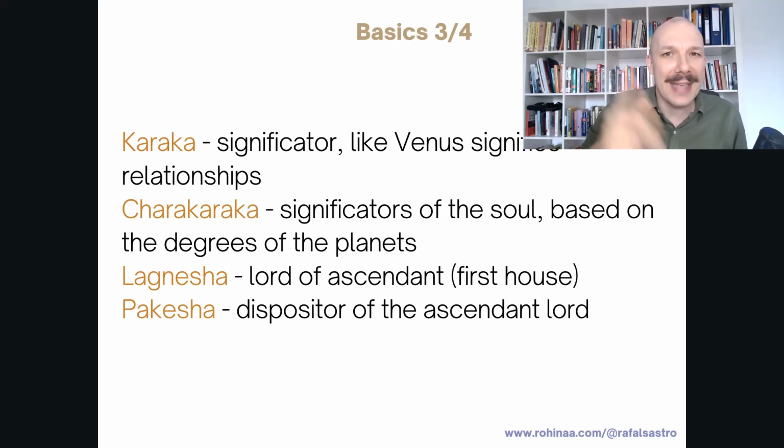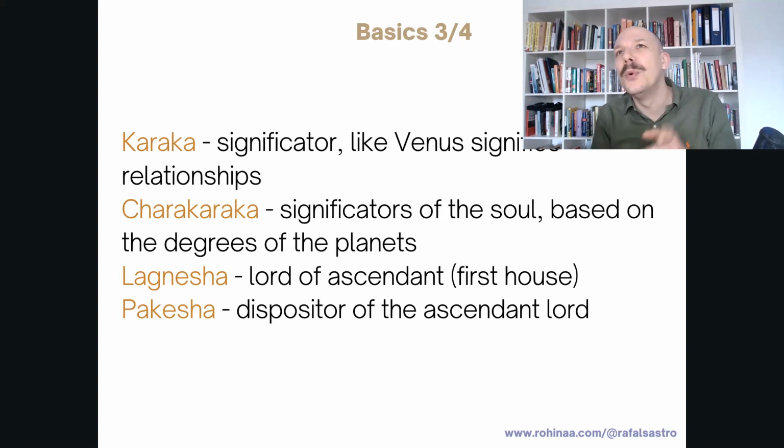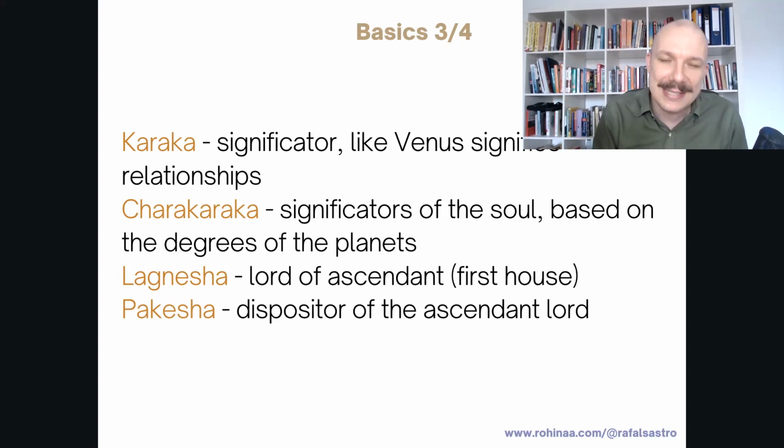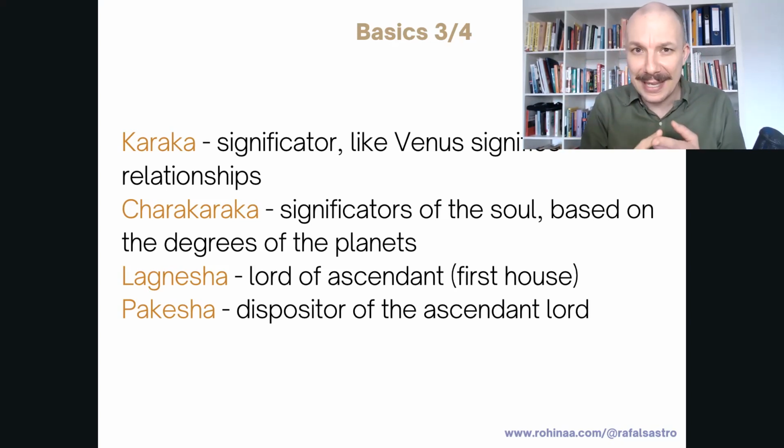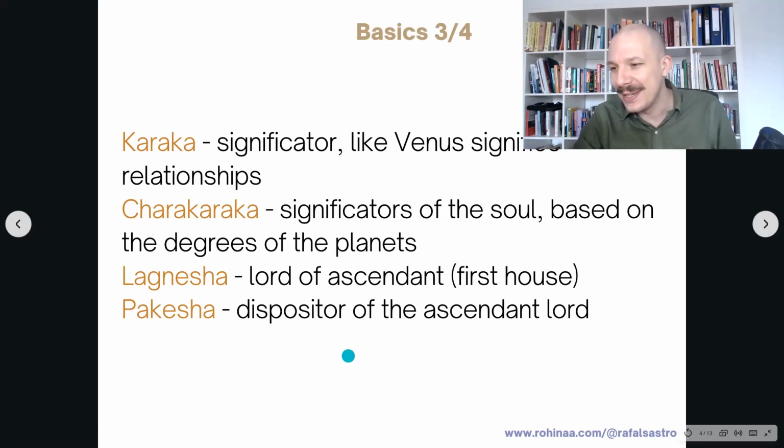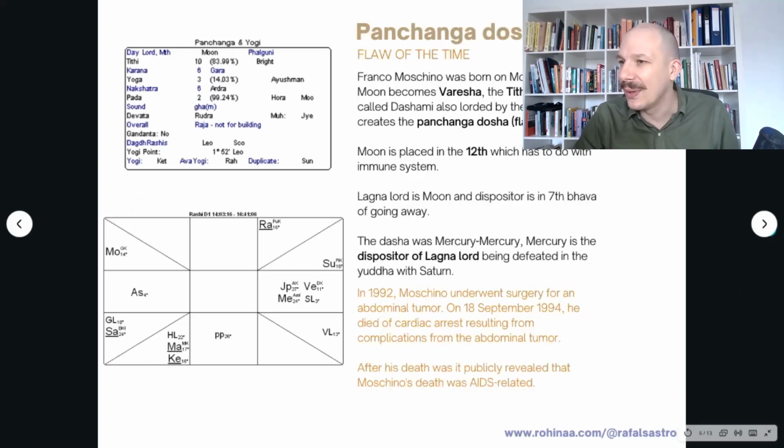For example, let's say you have Cancer Lagna, right? If you have Cancer Lagna, then your Lagnesha is the moon, because moon is lord of Cancer. And let's say that the moon would be in Pisces, right? So Pisces has 2 lords, Jupiter and Ketu. So then Jupiter and Ketu become the Pakesha, or the dispositor of the Lagna Lord.